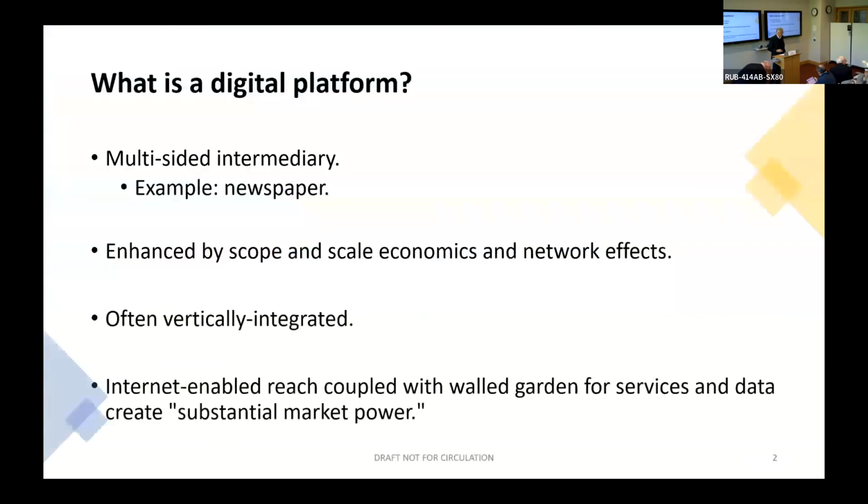Let me just dive right in. The discussion today is about digital platform regulation. So let's start with a question: what is a digital platform?